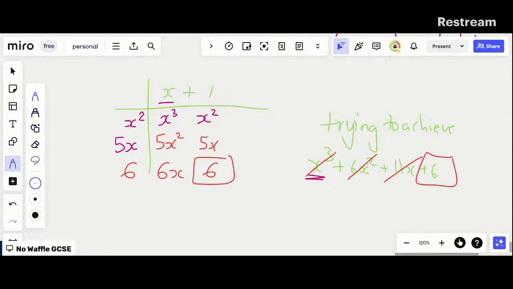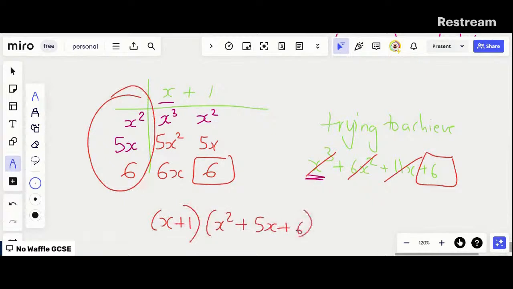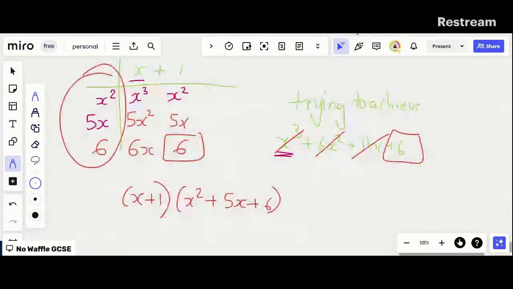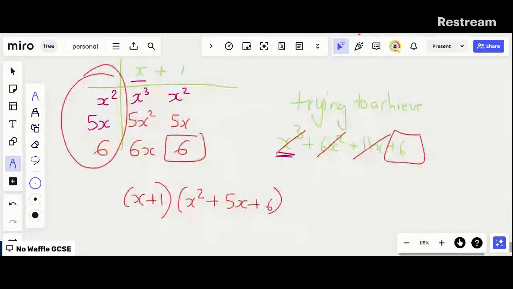So this is now our quadratic. So our factors are x plus 1 and x squared plus 5x plus 6. And then you can do your normal method to factorize this final quadratic, which should give you x plus 2 and x plus 3. And that is our factorized cubic. So that's the way I do it. It's up to you. It works better if this is a grid method, but there's also the long division method, etc. They won't ever ask you specifically to choose one method. It will be up to you.